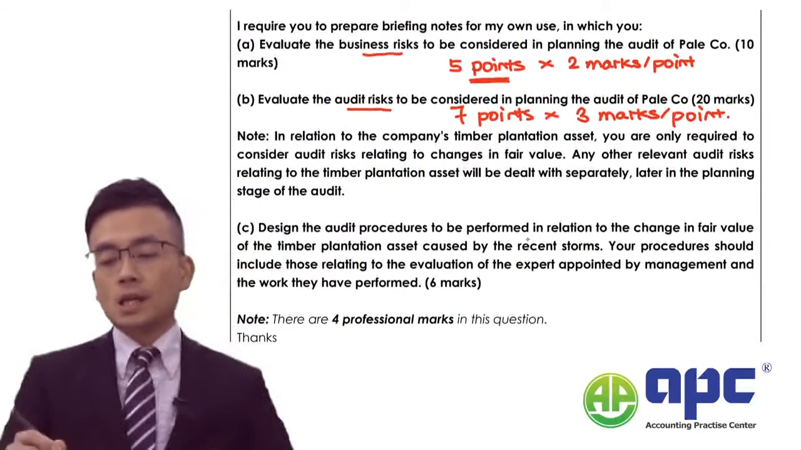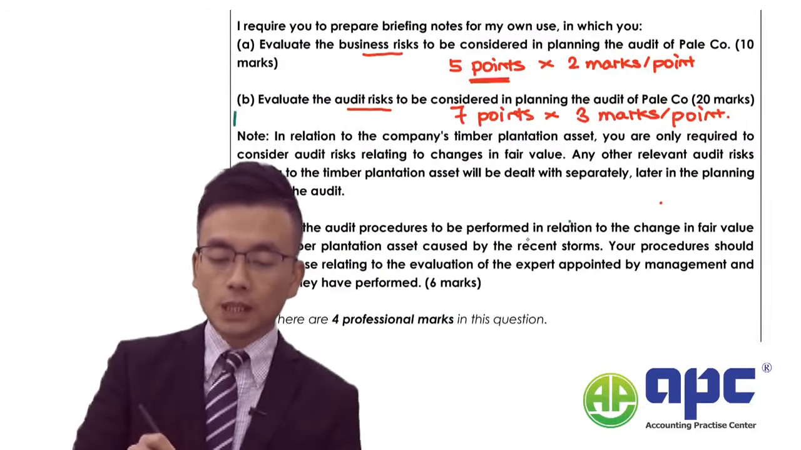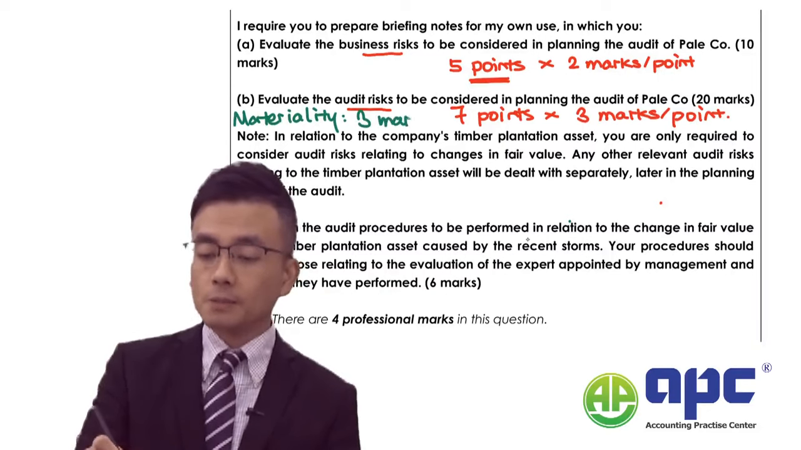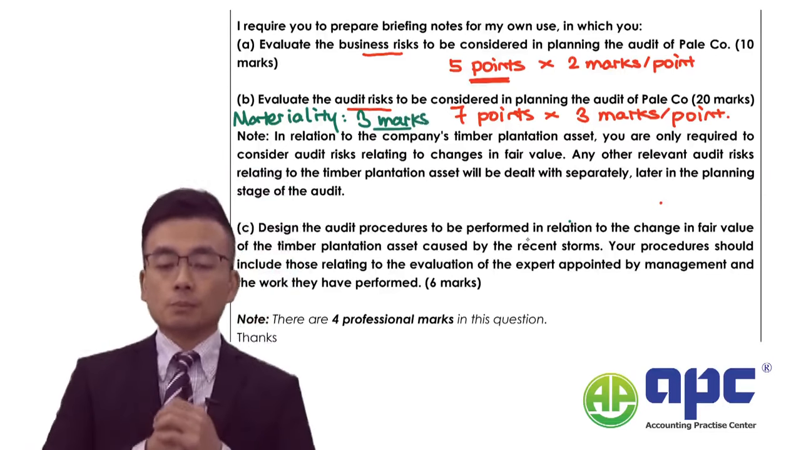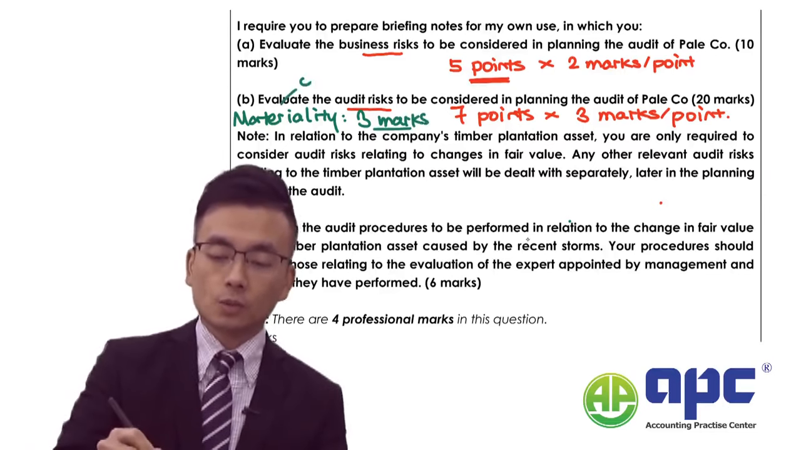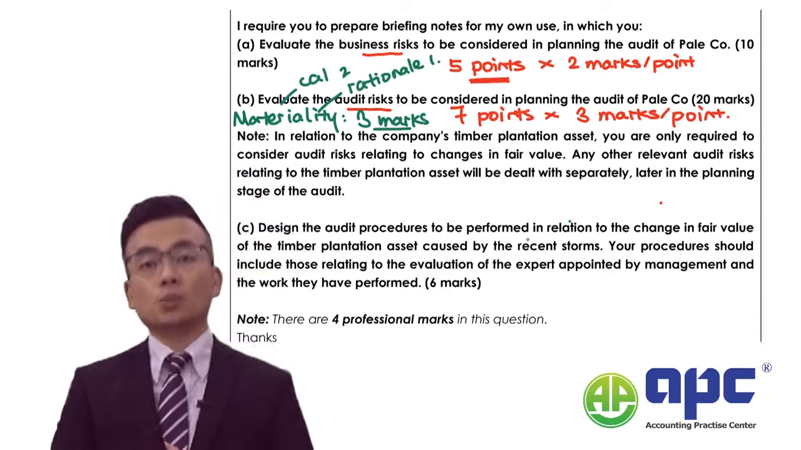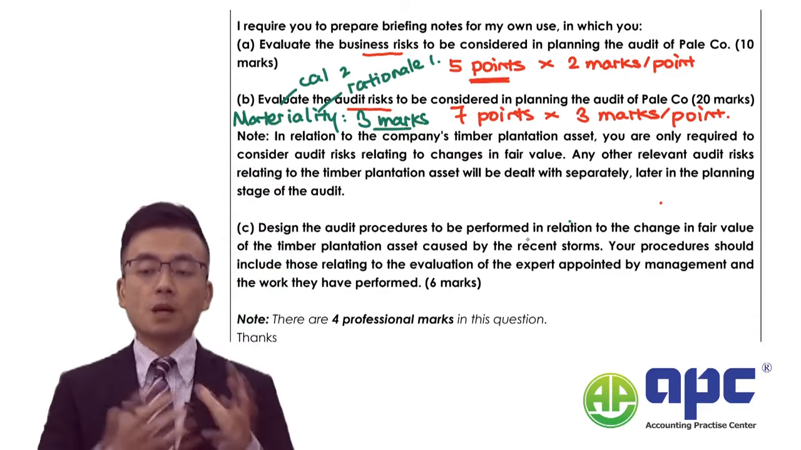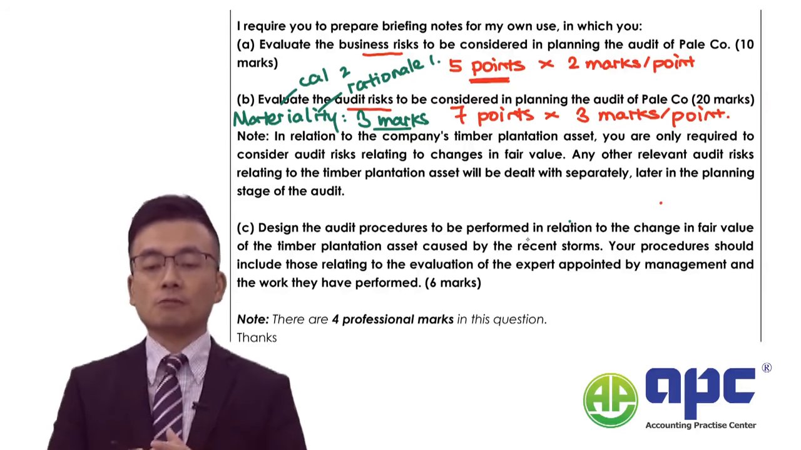And of course, according to my experience, nowadays the examiner would allocate materiality in the planning stage to be 3 marks, as I explained before in the previous sections. Therefore, for the materiality calculation, we'll deem 2 marks, and for the rationale, I'm going to set 1 mark. So 3 marks within that 20, I've got 17 marks left for the audit risks.